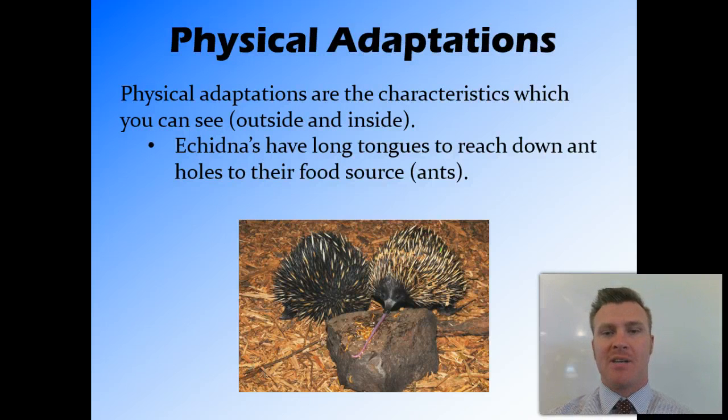First one is physical adaptations, and physical adaptations you can actually see. They're physical, you can see them, you can point to them. And they could be external, so they could be outside the animal, or they could be internal, inside the animal, so you have to cut it up to actually point at them. An example of this would be echidnas. Echidnas' food source is ants, and in order to get the ants out of the ant holes in which they live, echidnas have very long tongues, so they can get down into the ant hole and scoop the ants out. So therefore they're more adapted to their food source than other animals are with shorter tongues.